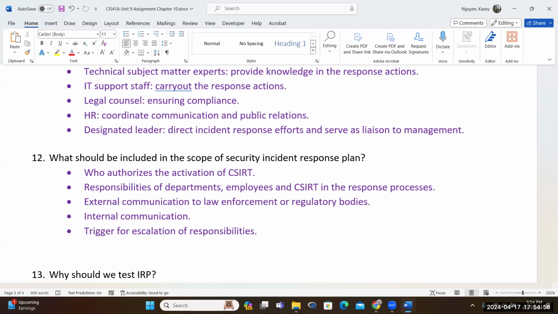All the department responsibilities, the employees in the team, and then external communication with law enforcement. You would list, maybe if it's local police, their contact information. Or if it's the FBI, sometimes we have to refer to the FBI if it's federally related. And regulatory bodies, so compliance, like for HIPAA. And then we have internal communication.